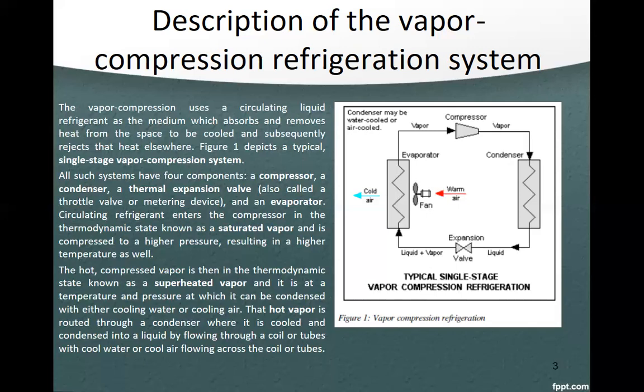So the hot compressed vapor is then in the thermodynamic state known as superheated vapor, and it is at a temperature and pressure at which it can be condensed with either cooling water or cooling air. So these are what we call water cooled and air cooled. That hot vapor is routed through a condenser where it is cooled and condensed into a liquid by flowing through a coil or tubes with cool water or cool air flowing across the coil or tubes.